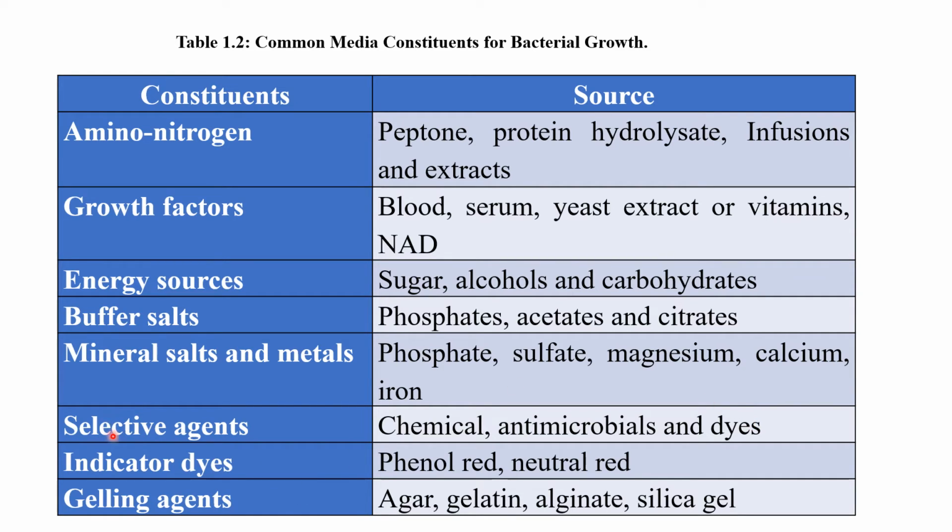Now, next one is the indicator dyes. These are also a constituent of media, as they can be used for the detection of acid or alkalis which are produced by that particular bacteria. So we can make use of chemical indicators like phenol red or neutral red.